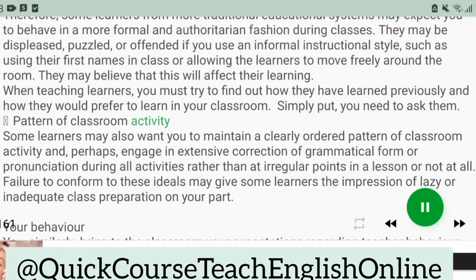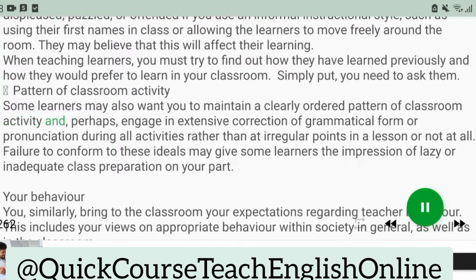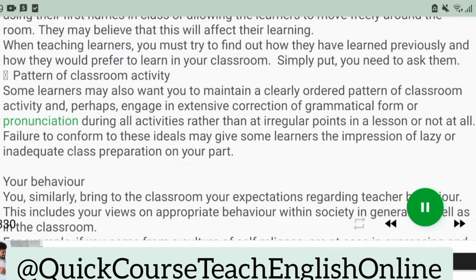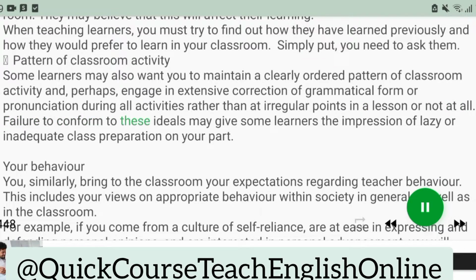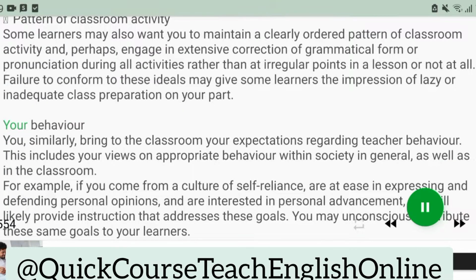Pattern of classroom activity. Some learners may also want you to maintain a clearly ordered pattern of classroom activity and, perhaps, engage in extensive correction of grammatical form or pronunciation during all activities rather than at irregular points in a lesson or not at all. Failure to conform to these ideals may give some learners the impression of lazy or inadequate class preparation on your part. Your behavior.